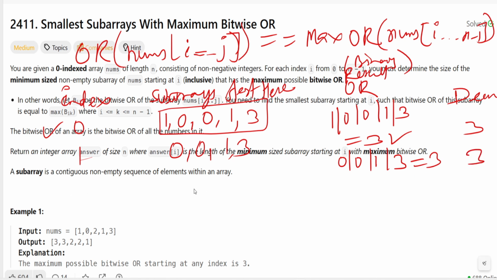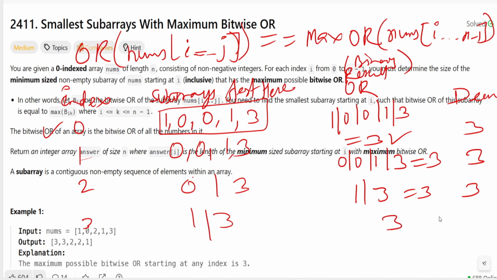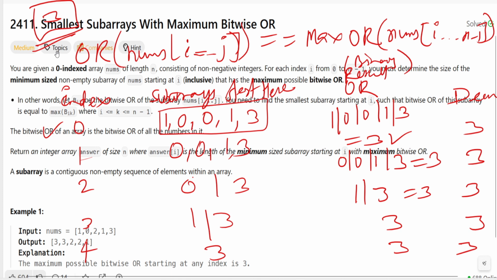Again, you keep going. For 0, 1, 3 we get 3. 1, 3 is 3. At index 3 we have 1, 3, which gives 3. At the last, index 4, we get only 3. So if you see, all the maximum ORs are 3, and in this case we'll return the answer 3.